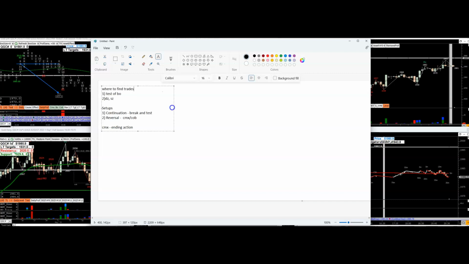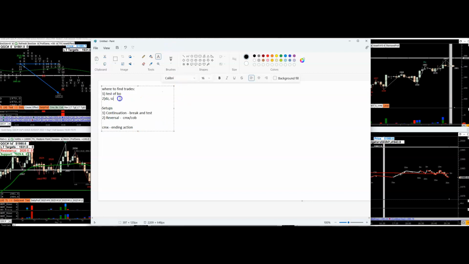That's the location. And the other is demand zones and supply zones. So where do you find trades? Tests of breakouts and supply and demand zones. There are others as well, but these are the two big ones. You don't really need anything more than this, because basically the market is either trending, where you get in on a continuation move for the next rally up, or it's turning. That's when you get in on that type of turn. So where to find trades? Setups 1, 2, done.